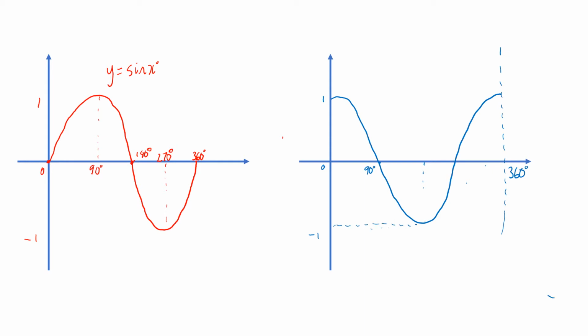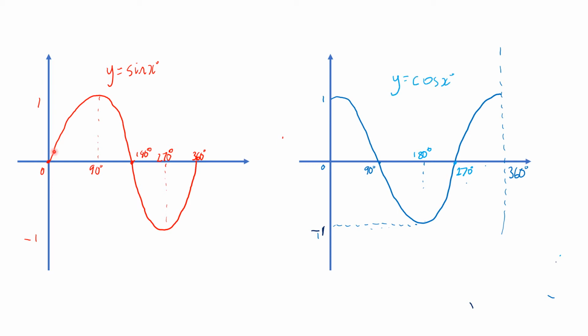The minimum value of -1, I should probably write that a wee bit higher up. The minimum value of -1 is here, and that happens when it's 180 degrees. And we've got another root here at 270 degrees. And this is y equals cos x.